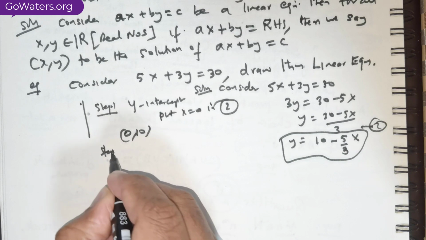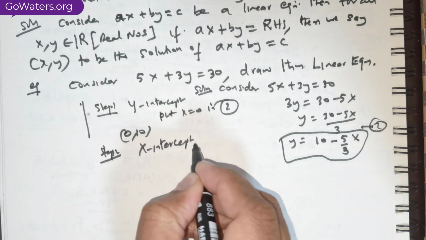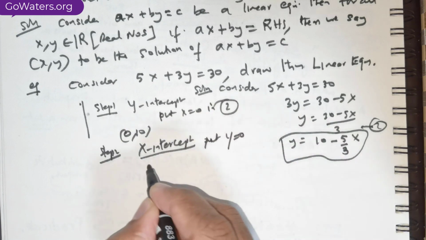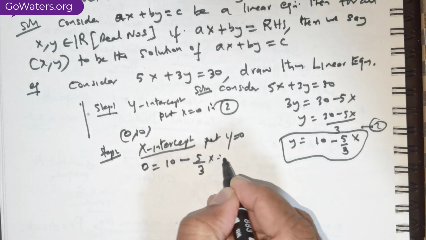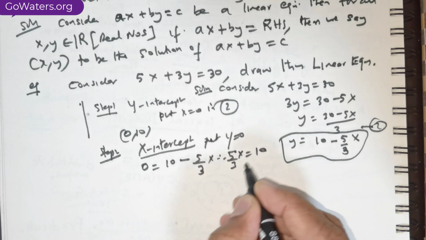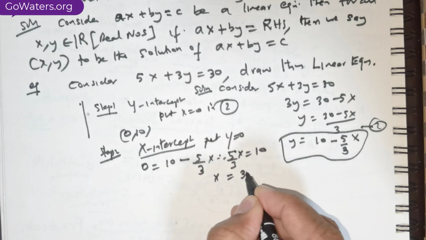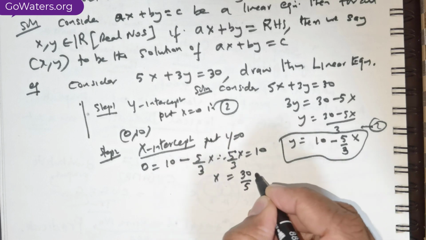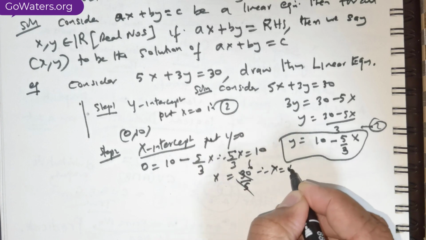Now step number 2, you get the x-intercept. Put y = 0. So you have 0 = 10 - (5/3)x. Therefore (5/3)x = 10. You multiply 3 to the right, you get 30. You bring 5 down, so x = 30/5, which is equal to 6. Therefore x = 6. This is the answer.